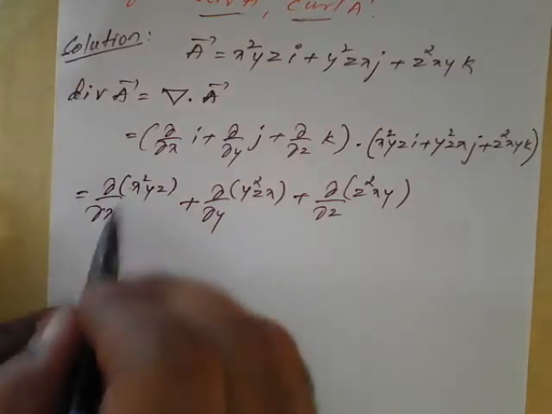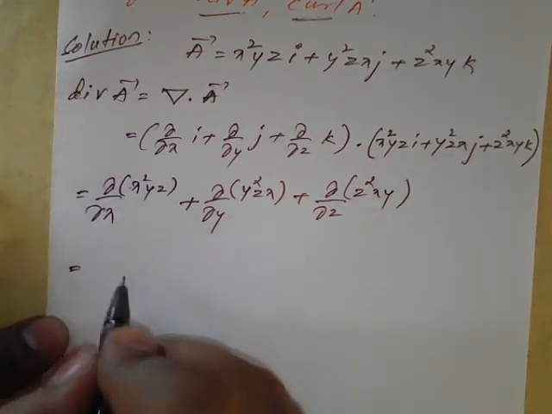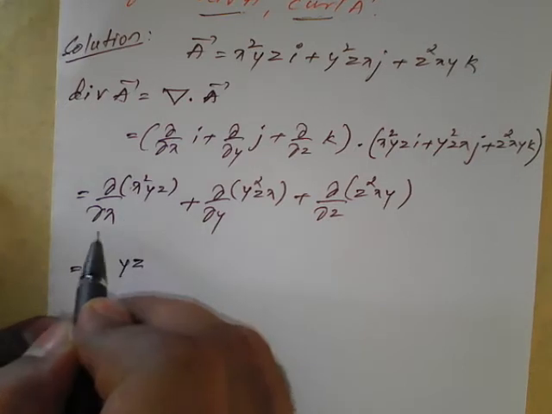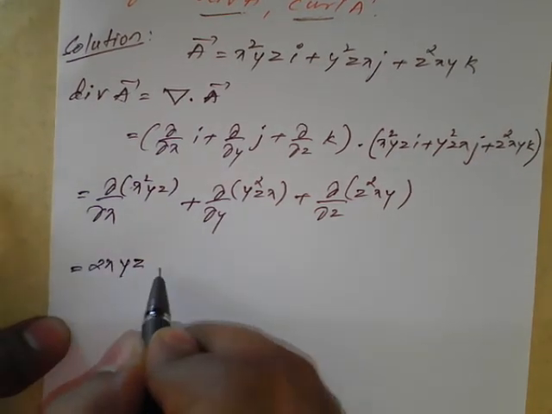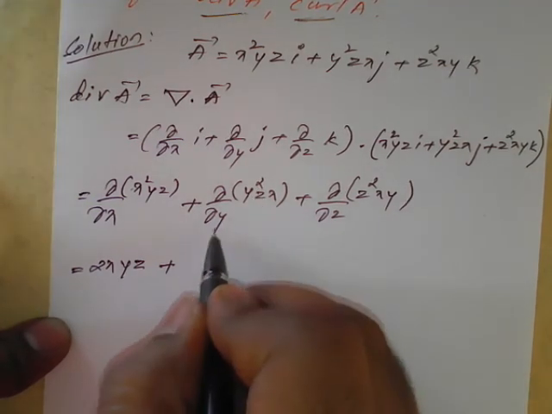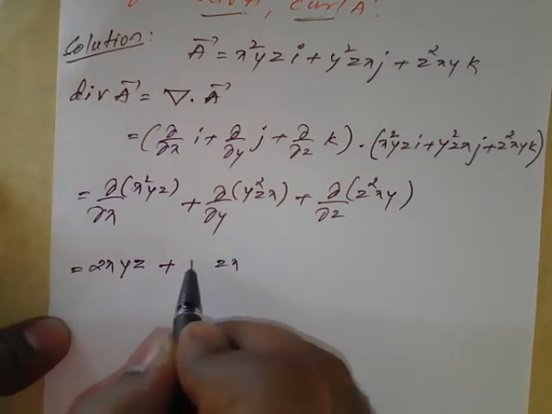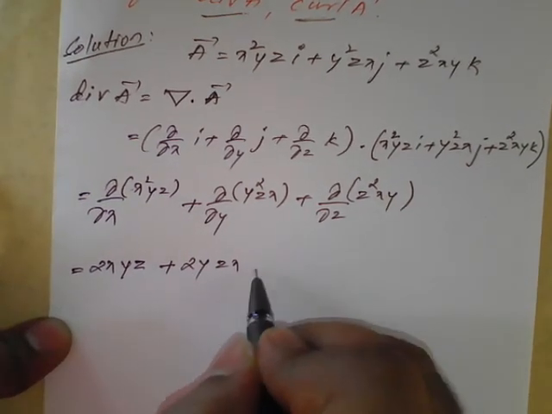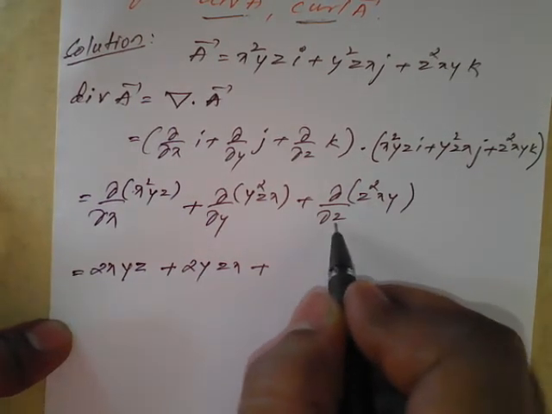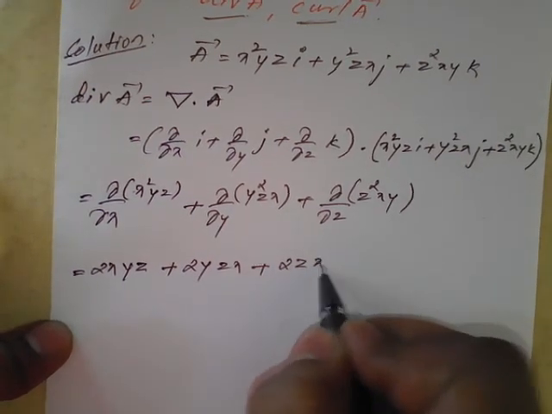On simplification, the first term we have to differentiate partially with respect to x. At that time y and z are constant. So the partial derivative of x square with respect to x is 2x, plus. Next is y square, we differentiate partially with respect to y, zx is constant, so the partial derivative of y square with respect to y is 2y, plus. Here z square xy we differentiate partially with respect to z, so it will be 2z, xy is constant.